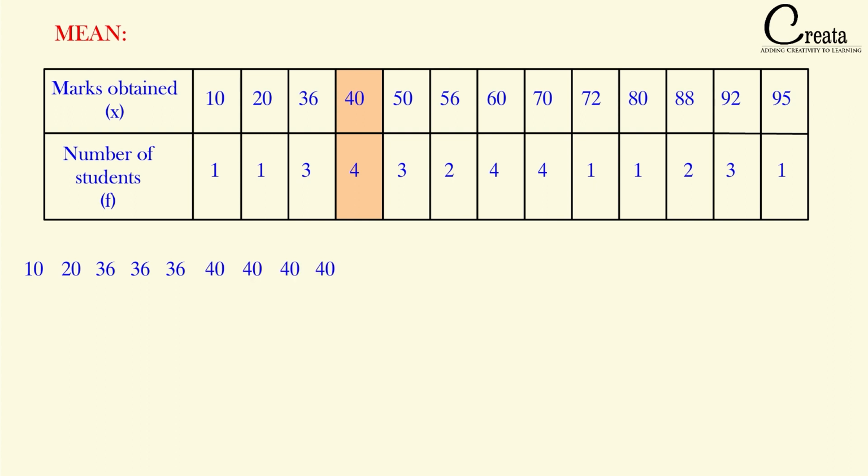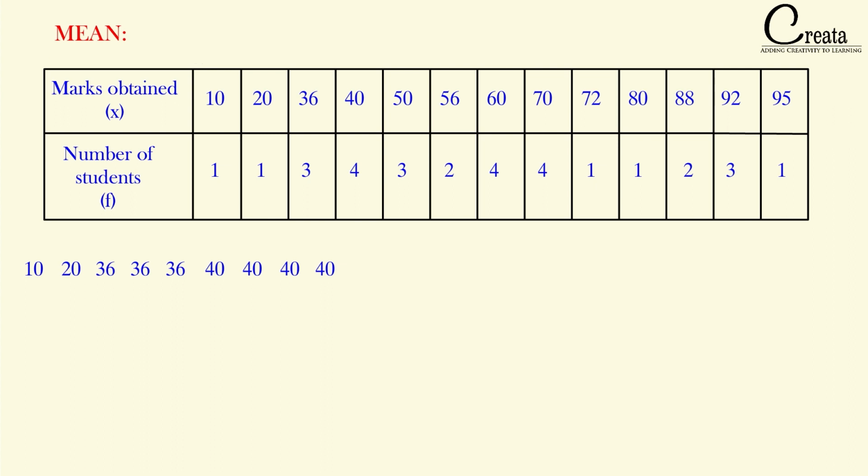Are you understanding? In the first row we have the marks obtained, which are called the observations, generally denoted by X. In the second row, we have the frequency. Frequency means how many times our observations are repeating. It is denoted by F. Here observations are the marks obtained and frequency is the number of students, meaning how many students got certain marks. Got it? You know what is observation and what is frequency.